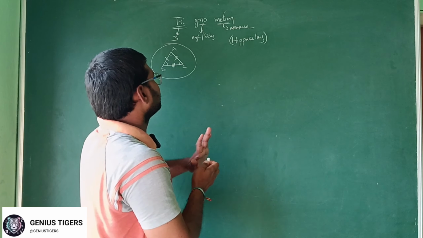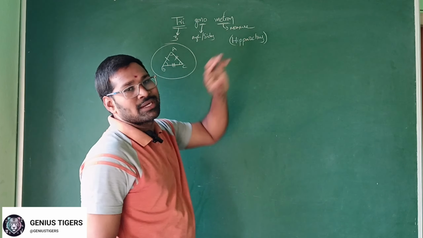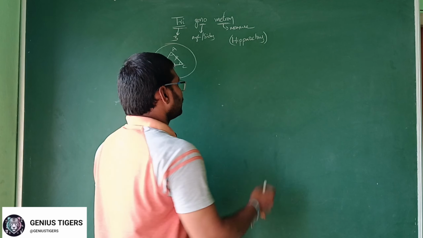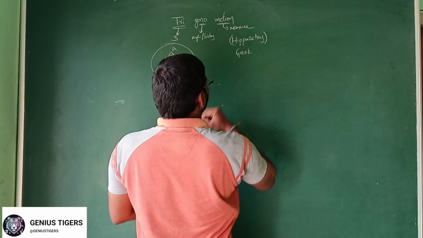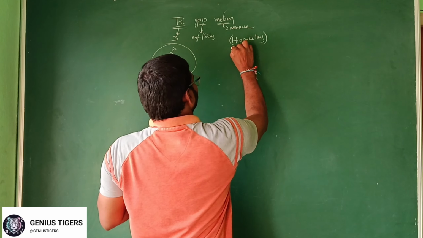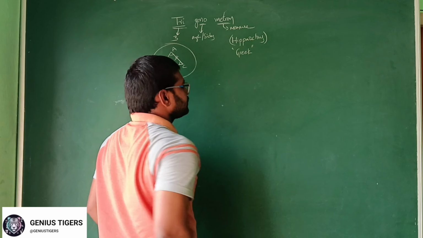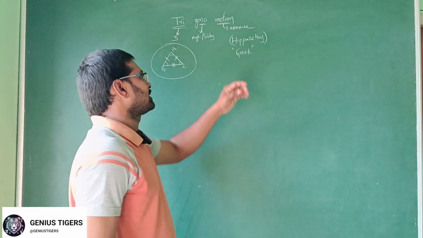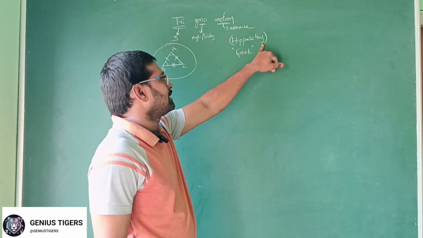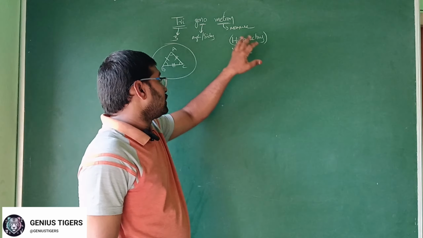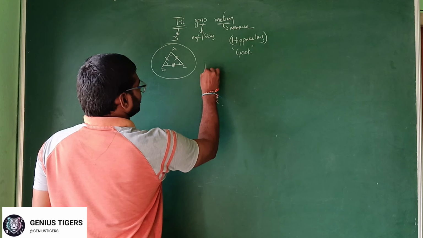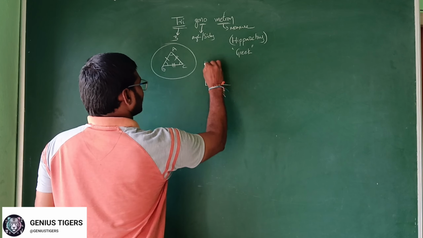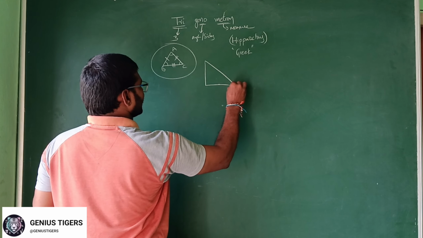And one more important point, trigonometron is a Greek word. And who introduced trigonometry? Hipparchus, a Greek mathematician, introduced trigonometry. And now particularly in trigonometry we are using only the right angle triangle.